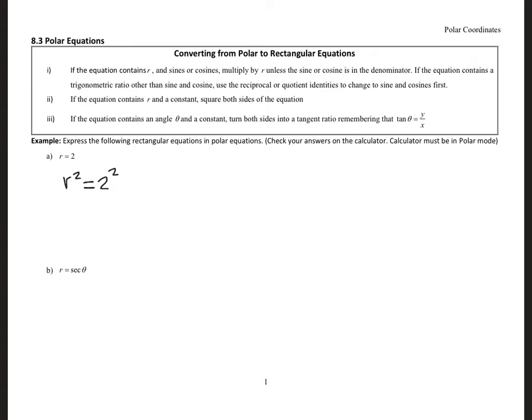And when I see r squared, I remember that x squared plus y squared is the same as r squared. So I'm going to replace the r squared with that. So x squared plus y squared is equal to 4, and that becomes the equation. So you can see I have written the equation in terms of x and y, the rectangular coordinates. Okay, we go to the next one.